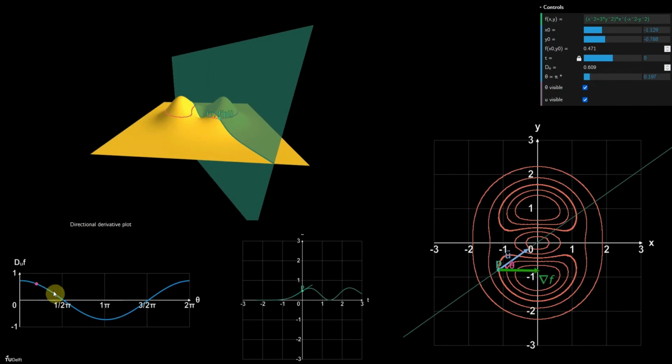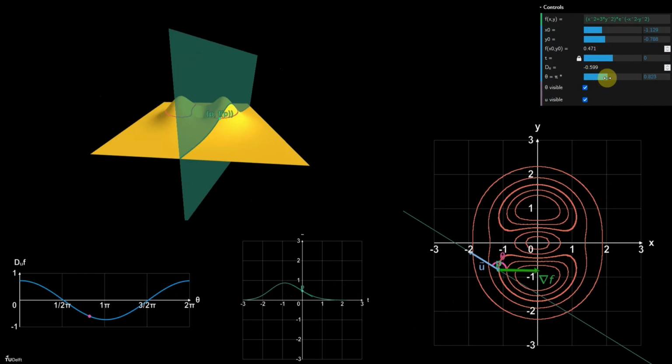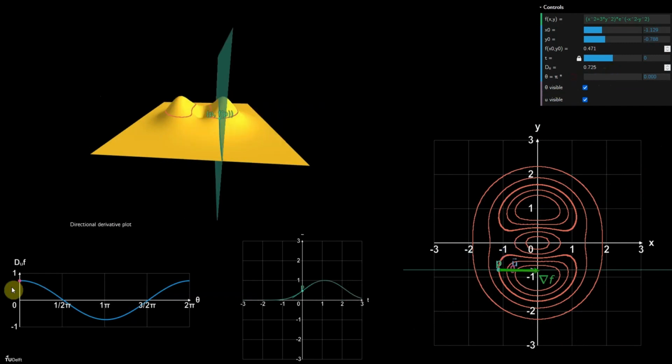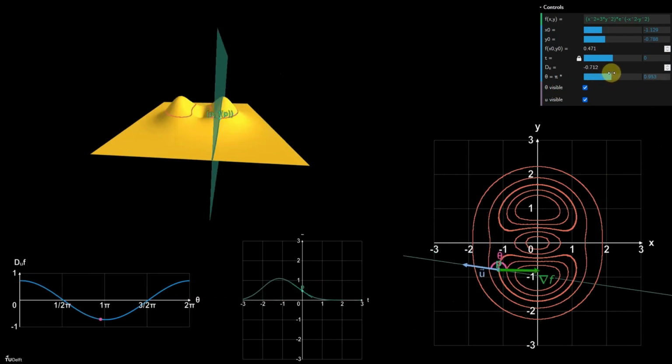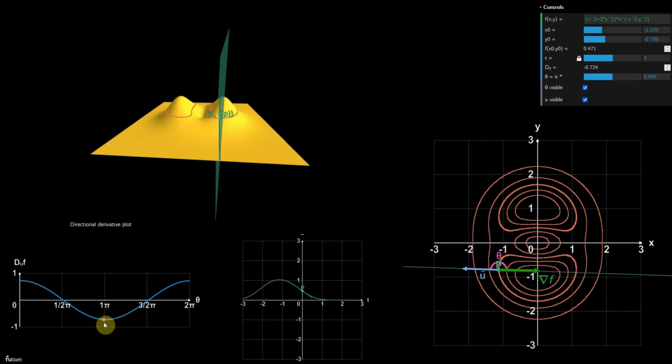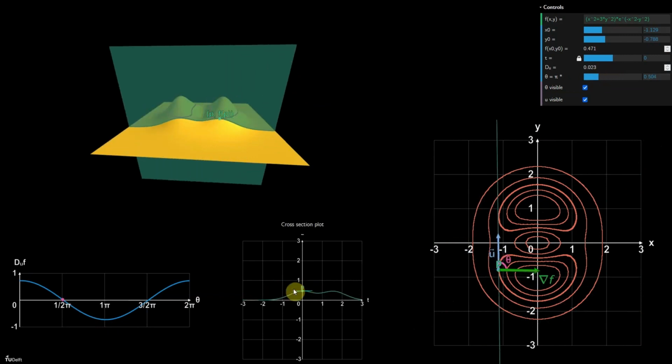Down here, you can see a graph of the directional derivative as a function of theta. As expected, it looks simply like a cosine. The pink dot indicates the value of the directional derivative at the current value of theta. Notice how it moves as I change theta. It has a maximum when theta is equal to 0 and a minimum when theta is equal to pi. Finally, we can also see that it is equal to 0 when theta is equal to pi over 2.